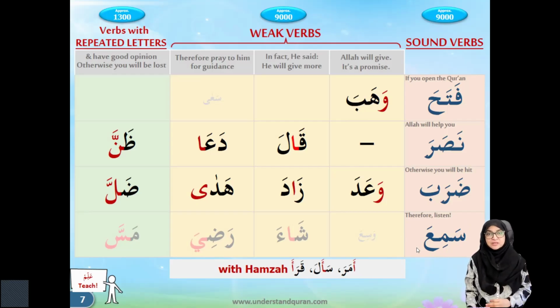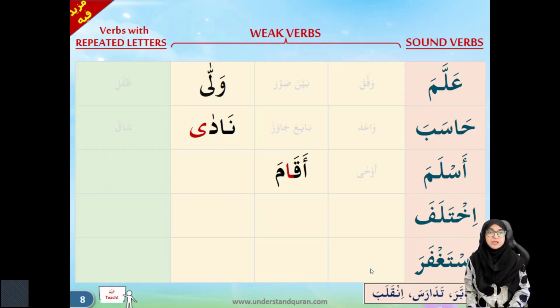And of course, we also did the verbs with Hamza: Amara, Sa'ala, Qara'a. Down here it's written. They were all Hamza verbs. In Amara, the first letter is Hamza. In Sa'ala, the second is Hamza. And in Qara'a, the last is Hamza. So we have done all these three styles of verbs. Now we are doing the Mazid Fi verbs, where we have finished the sound verbs. We have finished 8 of them: Allama, Hasaba, Aslama, Ikhtalafa, Istaghfara, and of course Tadabbara, Tadarasa, and Inqalaba.